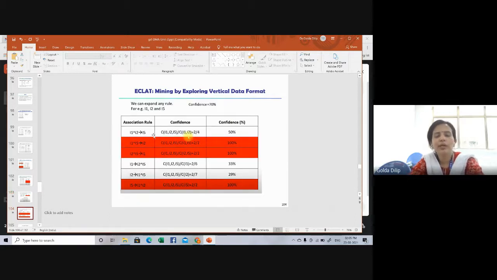What are the various rules which can be generated from this? I1 and I2 giving I5. I1 and I5 giving I2. These are the various 6 combinations. For these combinations, you compute the confidence. What is confidence? Can somebody confidently tell me what is confidence?